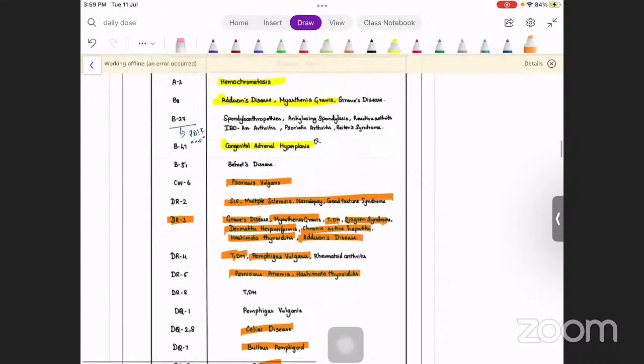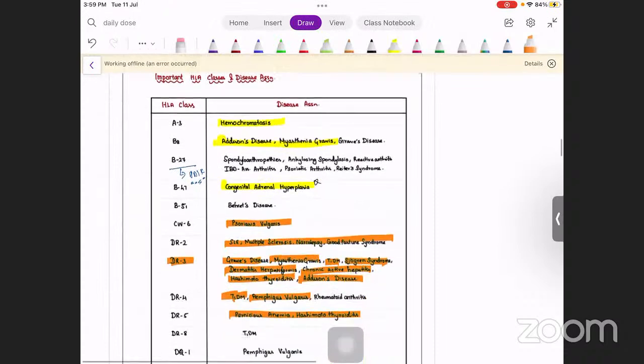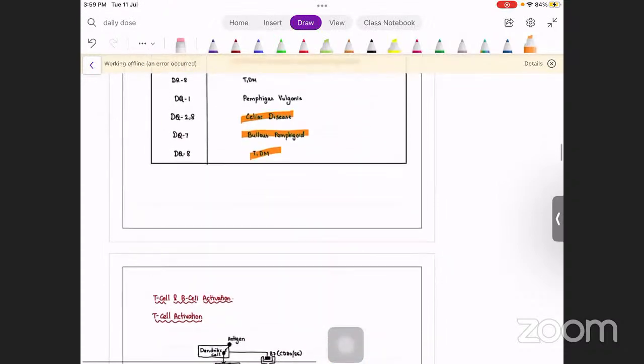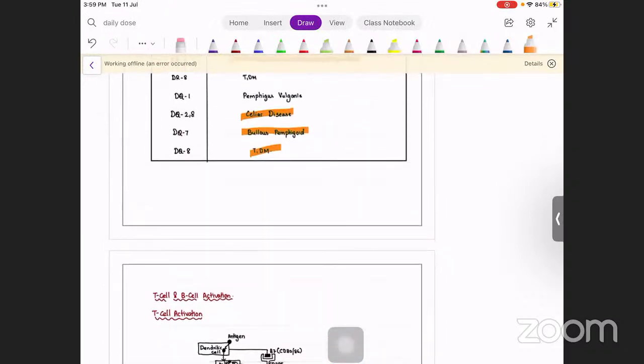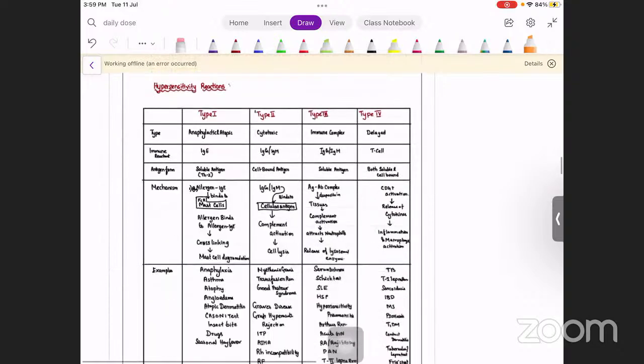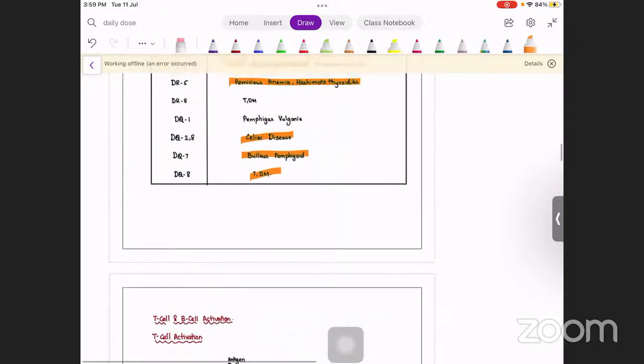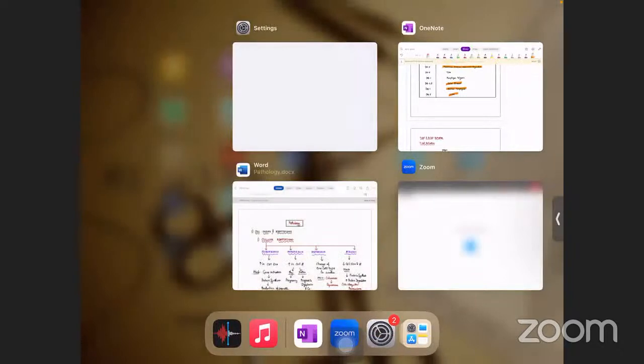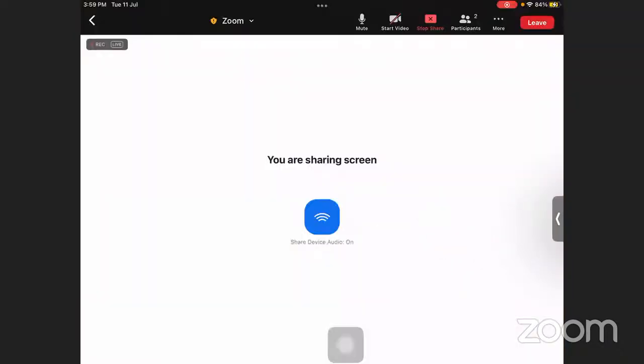With this HLA class, we pause for a 10 minute break. Come back by 4:10, and we proceed with the other immunological factors: T cell and B cell activation and their mechanism of action. Take a good break, then come back so we can proceed with the next section in pathology.